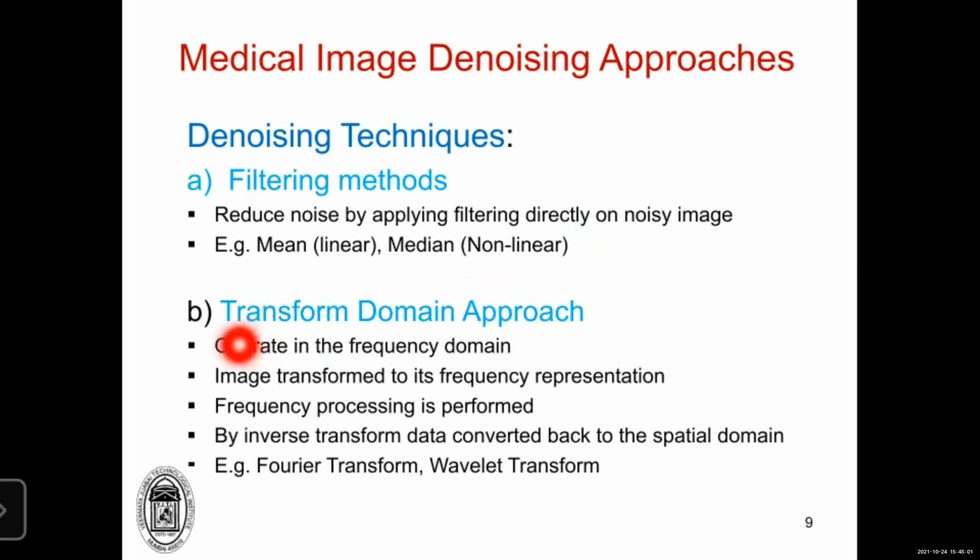Second approach is the transform domain approach. In this one, we convert the image into the frequency domain. Then we perform various transformations on the frequency spectrum. Then frequency processing is performed, and by inverse transform the data is converted back to an image or spatial domain. Techniques are Fourier transform and Wavelet transform.